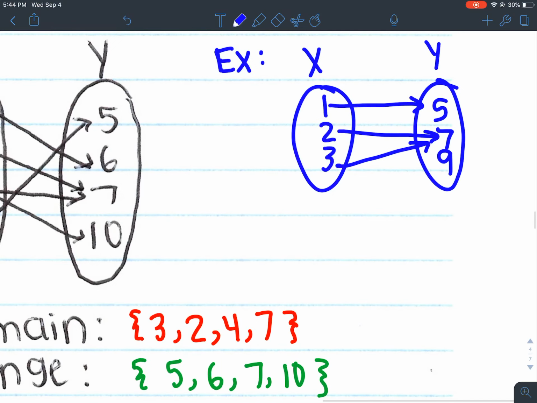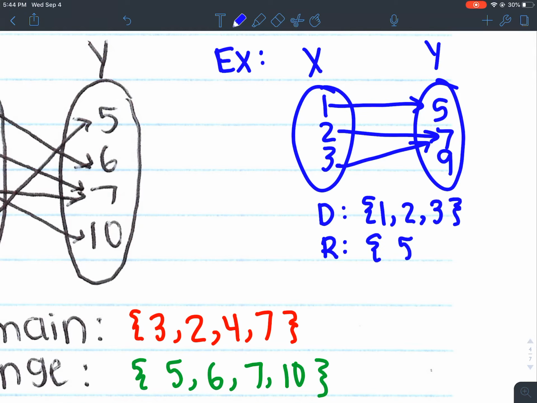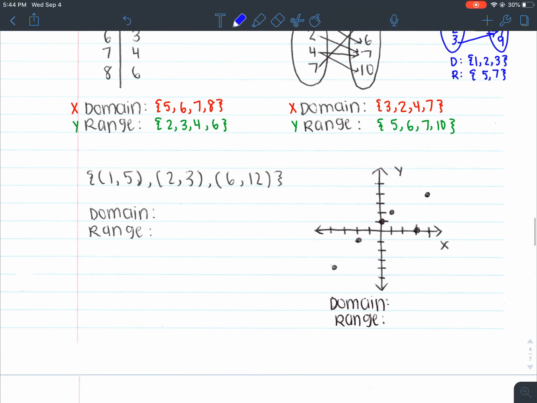All right, so let me ask you for the domain here. Our domain here, 1 is mapping to something, 2 is mapping to something, and 3 is mapping to something. So I have a domain of 1, 2, 3. My range here, however, is only 5 and 7. The reason why it's only 5 and 7 is because nothing's being mapped to 9. There is no output of 9 because nothing is outputting it. So our range here would only be 5 and 7.